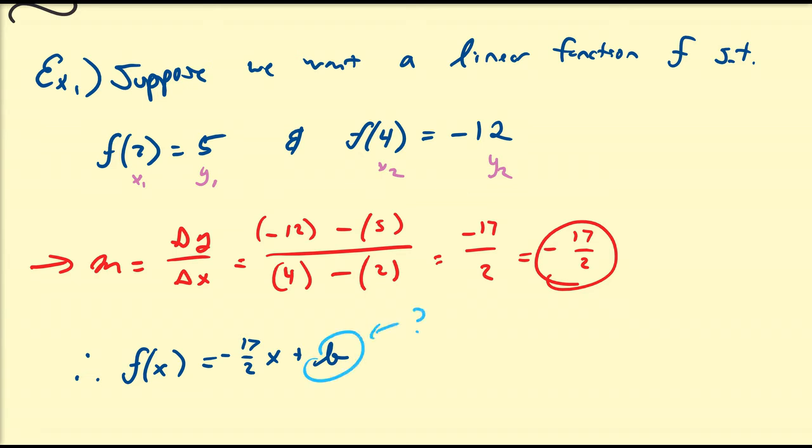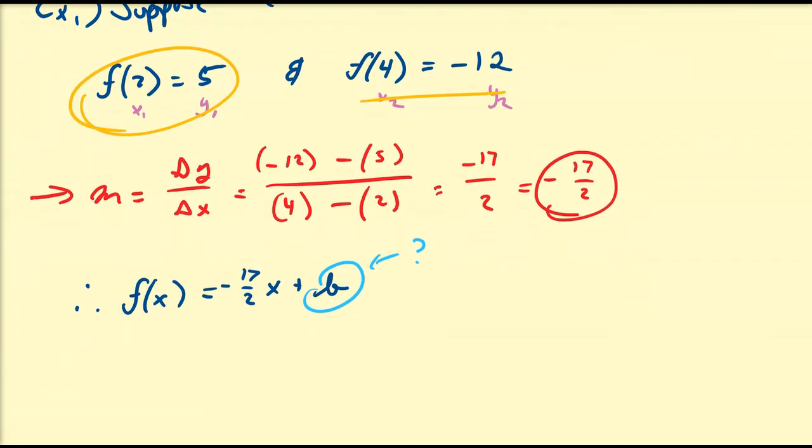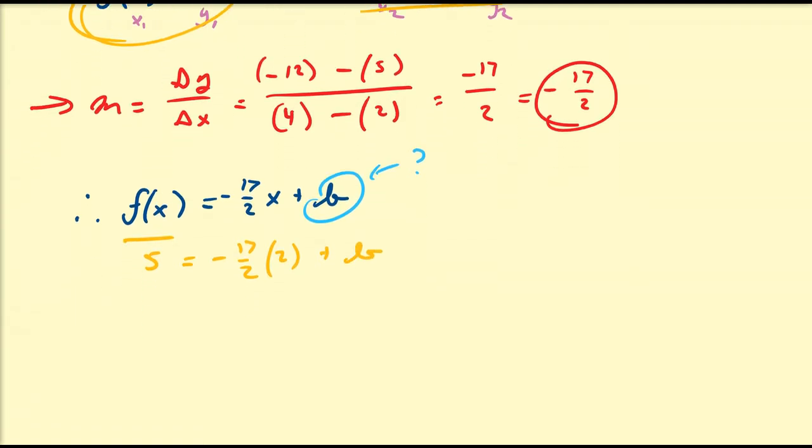I'm going to pick any one of these points, and it doesn't really matter which point you choose. I'm going to choose that one because it doesn't have any negative numbers in it, but you should get the same exact answer if you were to choose the second point as well. So f of 2 must be equal to 5, so that means 5 must be equal to negative 17 halves times 2 plus our vertical intercept of b.